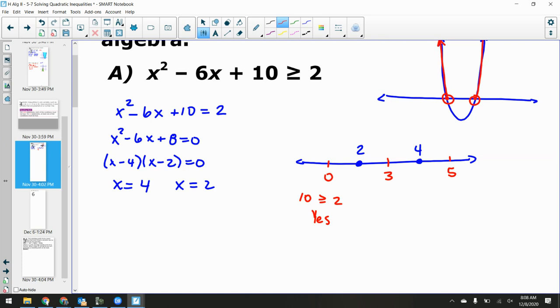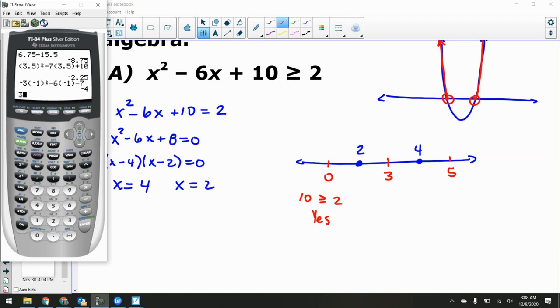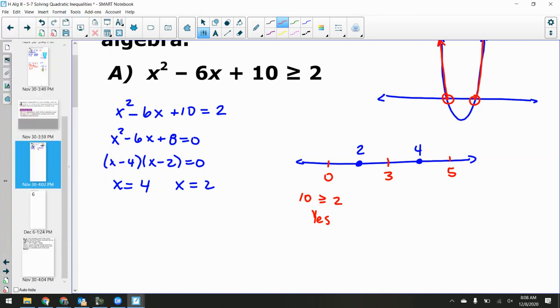Let's try 3. Let's plug in 3. Okay, 3 squared minus 6 times 3 plus 10. That gives me 1. Is 1 greater than or equal to 2? Not the last time I checked. So there's a no in the middle there. There are no solutions between 2 and 4. 2 and 4 are the critical values, so we arbitrarily pick a number between them, say 3, just to see if whatever is in between 2 and 4 would be a solution or not. It's not. And then we run 5.